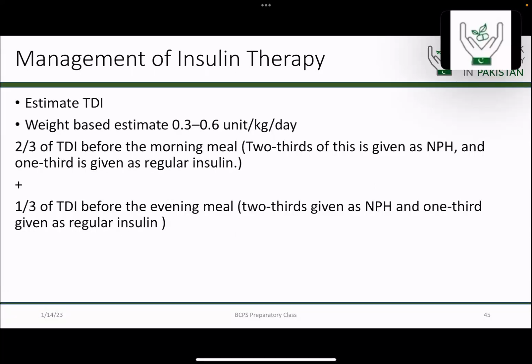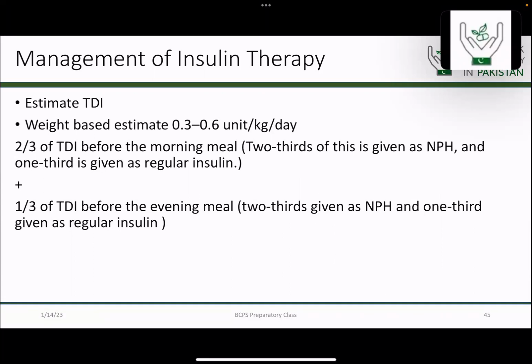So in management of insulin therapy, one of the important considerations is to estimate the total daily insulin. Mostly the physicians and the pharmacists estimate total daily insulin based on weight. Because you have to administer insulin to the patient, you should be aware of the total daily insulin requirement of the patient. On the basis of weight, that is approximately 0.3 to 0.6 units per kg per day.